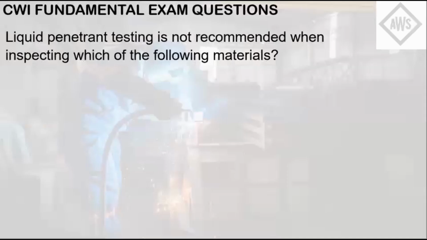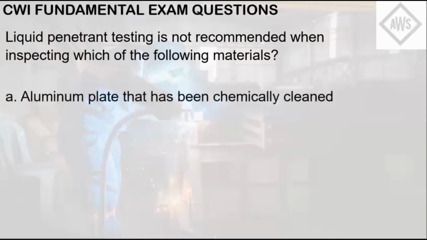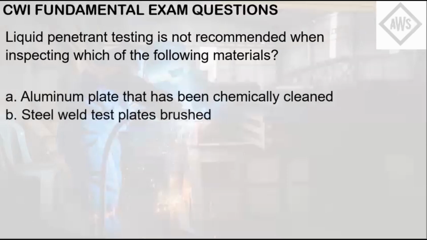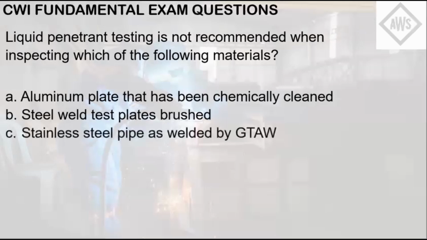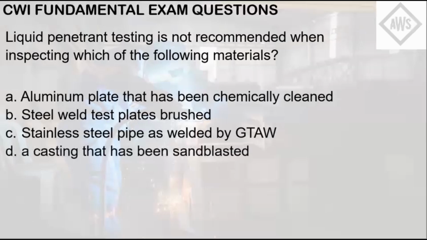Liquid penetrant testing is not recommended when inspecting which of the following metals? Letter A, aluminum plate that has been chemically cleaned. B, steel weld test plates brushed. C, stainless steel pipe as welded by GTAW. D, a casting that has been sandblasted.